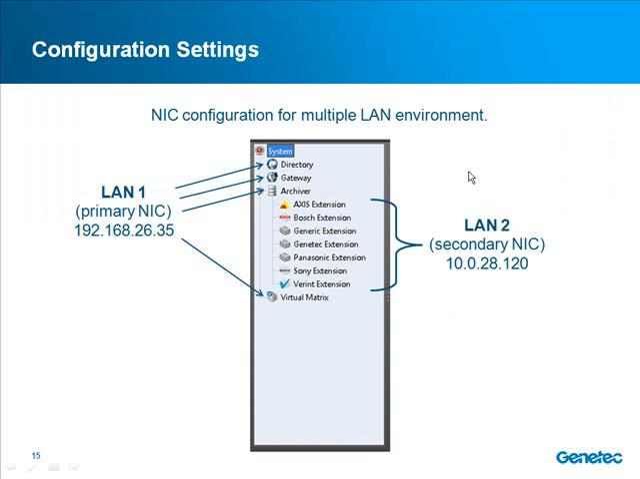Now, in situations where you have the servers on one LAN and the cameras or units are on a separate LAN, you should have your services on the same LAN as your servers, and the archiver extensions configured to use the NIC that connects to the LAN that the cameras or units are on. If everything is on the same network, verify that the extensions are using the same NIC as the archiver.